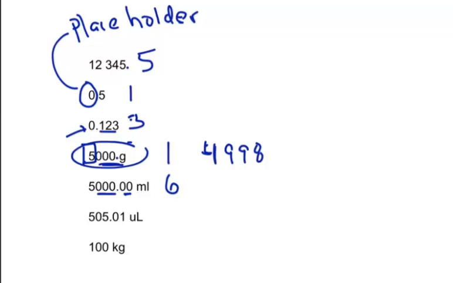The next one here, these microliters, 505.01 microliters. This one will have 5 significant digits. These included zeros do get counted. They are not considered placeholders.